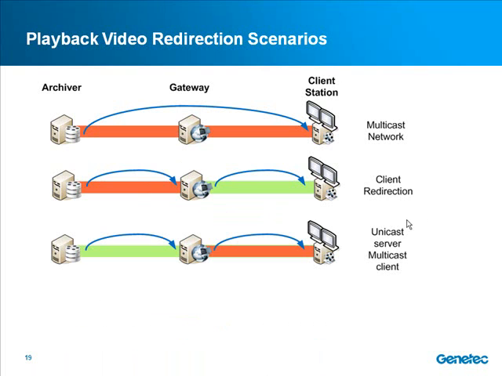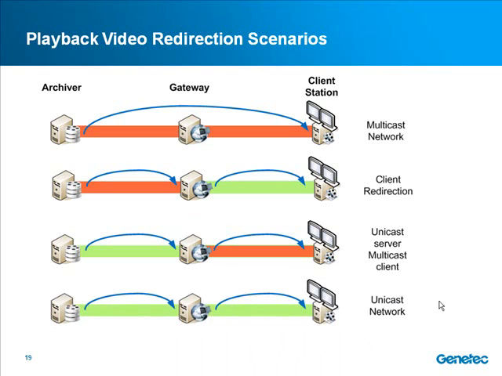We can see the same thing for a unicast connection between the archiver and gateway, and with multicast supported from the gateway to the client. This would be a good example of a system that has a main site with remote archivers at other locations. The redirection again is being done by the gateway here.